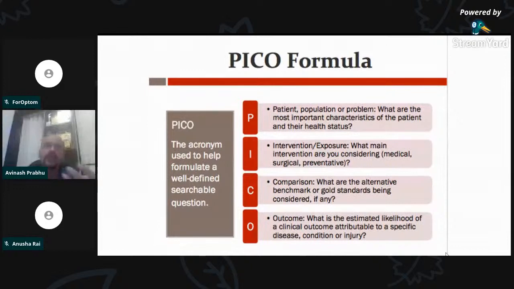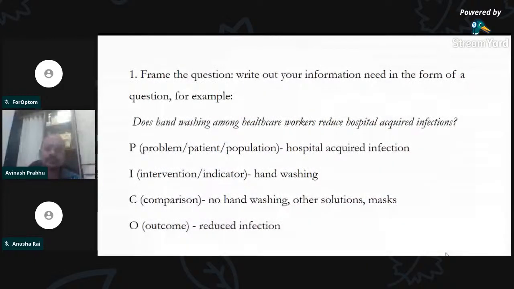When you do an evidence-based search, or if you want to do EBP, in that case you need to do a PICO search. So if you want to do a PICO search or use the PICO formula, your title or your research question should have these contents of PICO. P stands for patient, population or problem, I stands for intervention, C stands for comparison, and O stands for outcome. I'll just give an example out of the optometry domain.